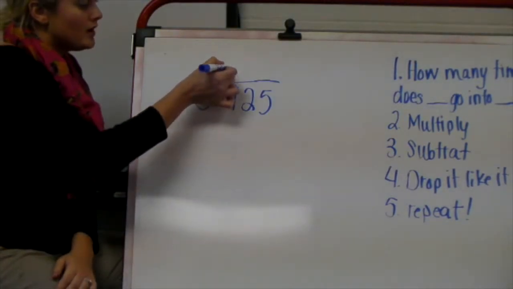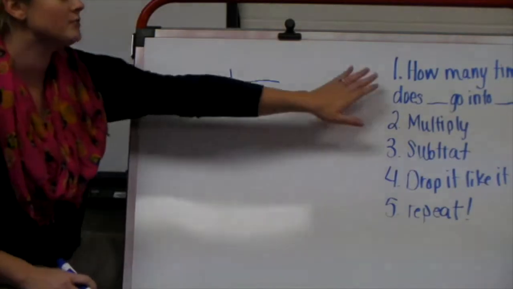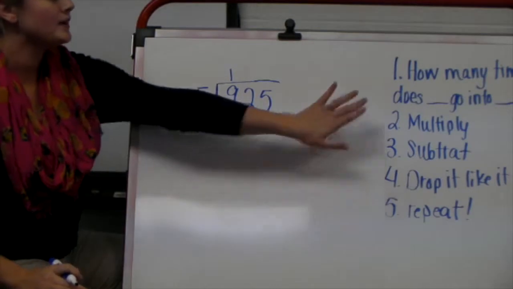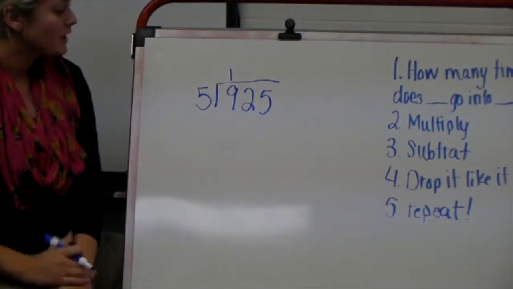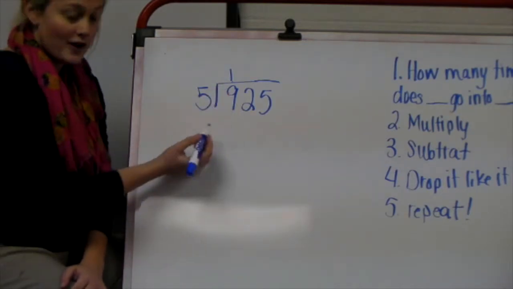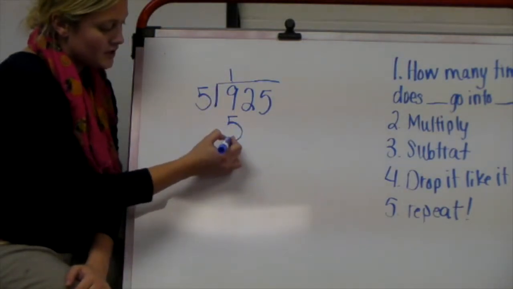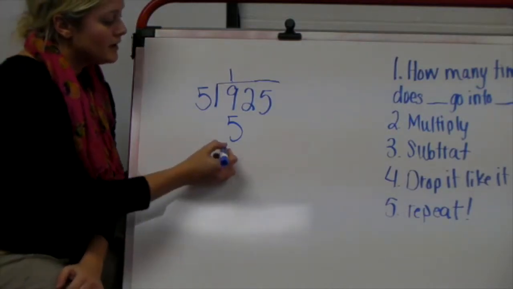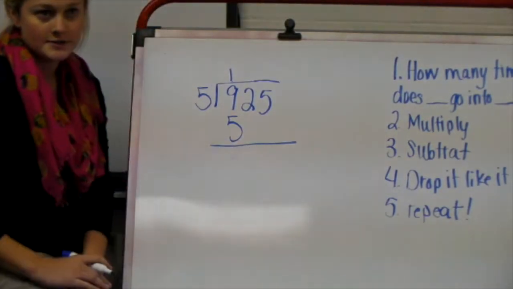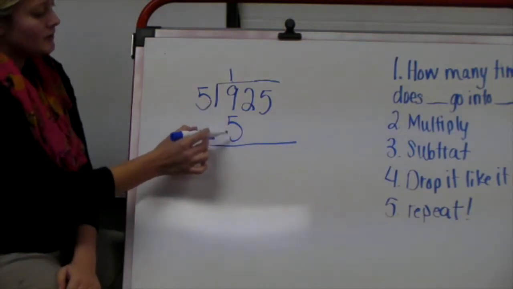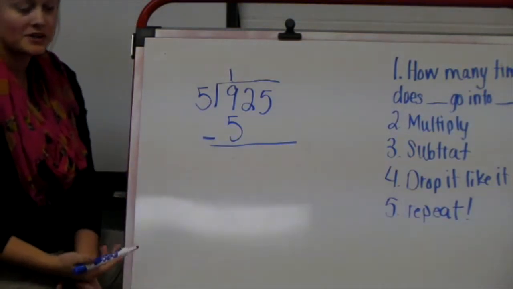So I put my 1 up here, and that would be step 1. How many times does 5 go into 9? My next step is multiply. I multiply 1 times 5, and that's 5, and I place that beneath. Okay. My next step is to subtract. The numbers I'm subtracting here are 9 minus 5. 9 minus 5 is 4.